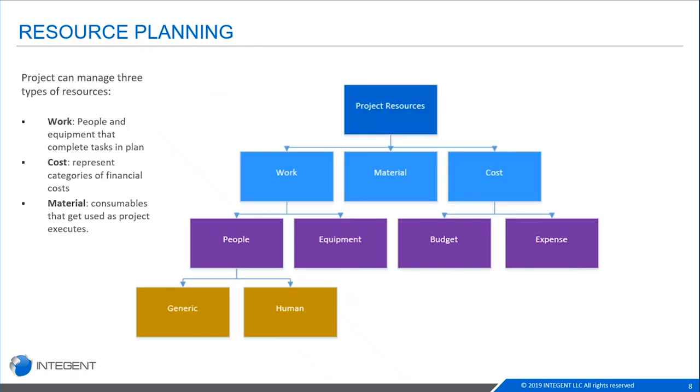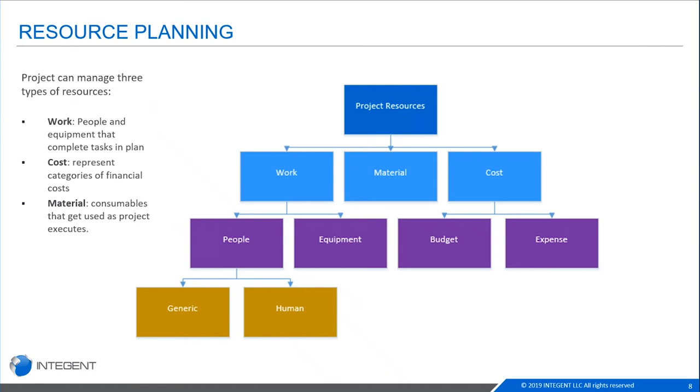So here is a visual for the different kinds of resource types that you can have in your project. You have your project resources, and the three main types that Project supports are work, material, and cost. Work resources are the people and the equipment that complete tasks in your schedule. They are the effort. They usually have hours associated with them: it's going to take me 8 hours to complete the task.